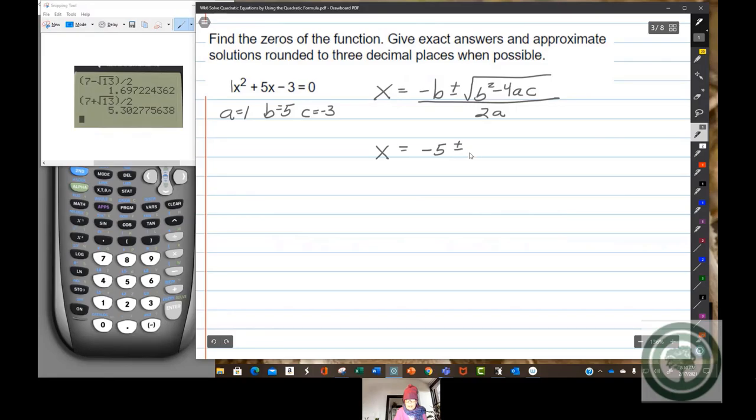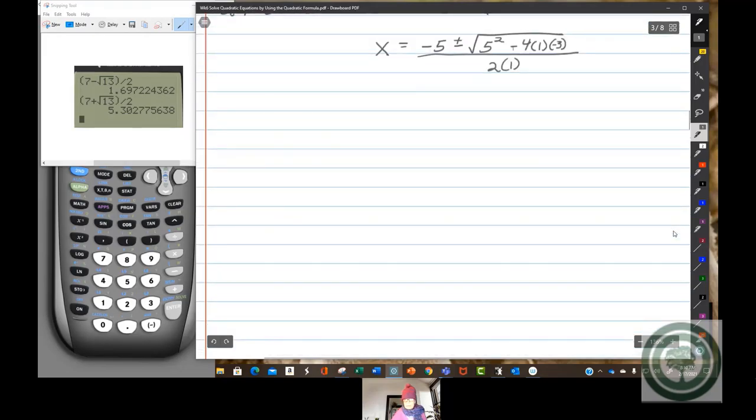Okay, so X equals negative 5 plus or minus the square root of 5 squared. Notice I don't put the number in parentheses when it's positive. There's no reason to. Minus 4 times 1 times negative 3 all over 2 times 1.